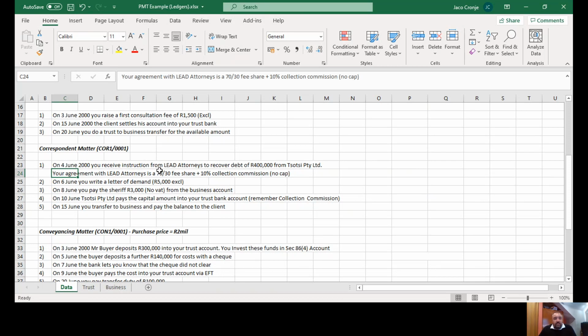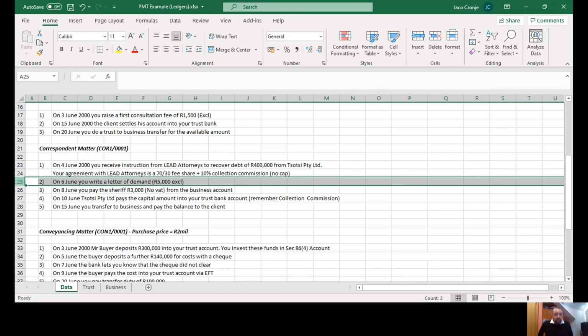Then I want you to note it's a 70-30 fee split. So when we work out the portion that must go to lead attorneys, it's not whatever the fees divide by 3, because that would be 33%. It's 30%. So to calculate their portion, I have to multiply my fees by 30%, or the quick way to do it is to multiply all of your transactions by 0.3.